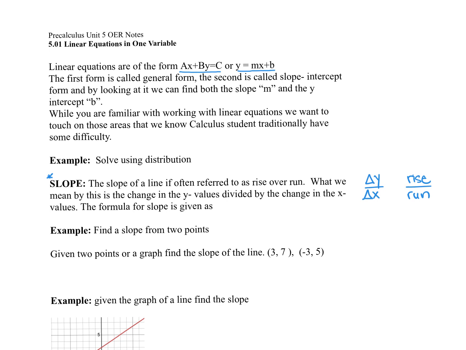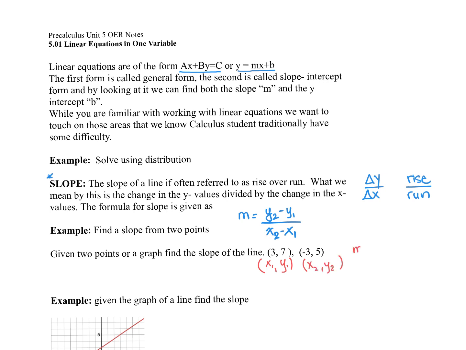And if we use the formula, it's the difference of the y's, y2 minus y1, over the difference of the x's, x2 minus x1. So for our first example, we want to look at 2 points, (3, 7) and (-3, 5), and I'm just going to label these. This is my first ordered pair, so I'm going to call it x1, y1. And then for my second ordered pair, I'm going to call it x2, y2.